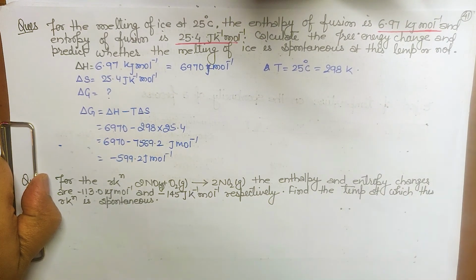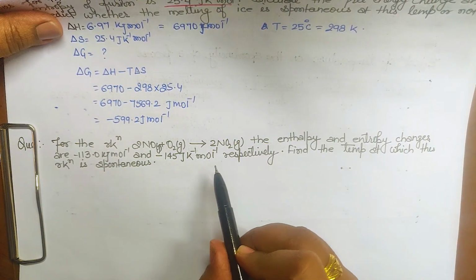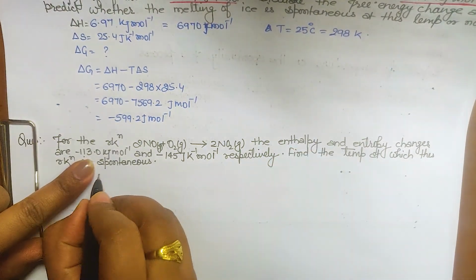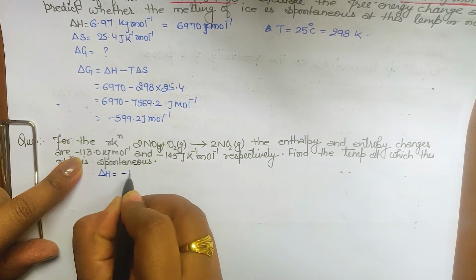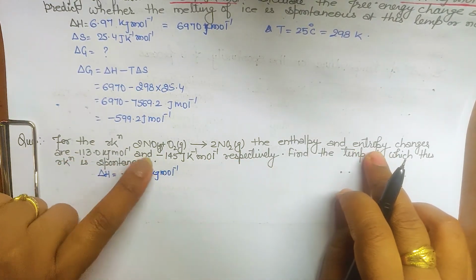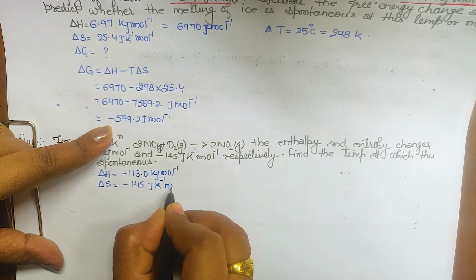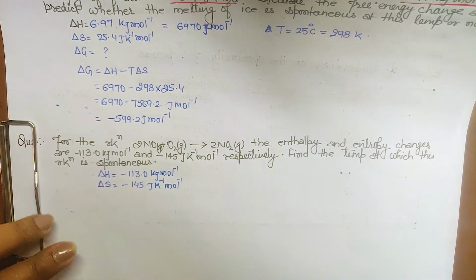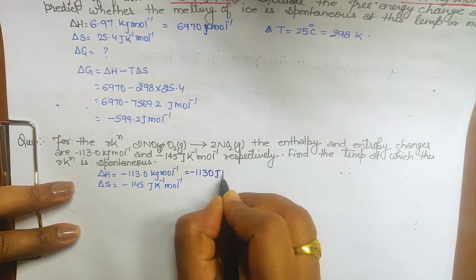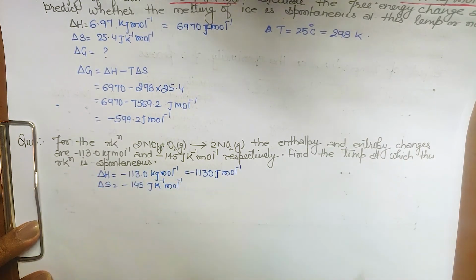That is for sure. Here is the next question I have written. For a reaction 2NO gas plus O2 gas changing to 2NO2 gas, the enthalpy and the entropy changes are given. The enthalpy, let me write over here, delta H is 1130 kilojoule per mole. And along with this, entropy is also given, that is delta S is equal to minus 145 joule per Kelvin per mole. Again the same problem: here it is kilojoule, here it is joule. So I will multiply by 1000 and it will convert into minus 1130 joule per mole. Got it?